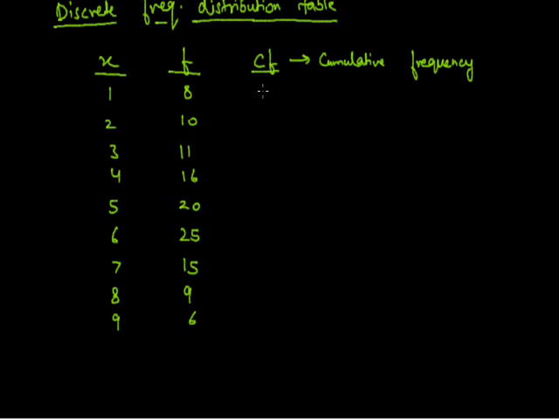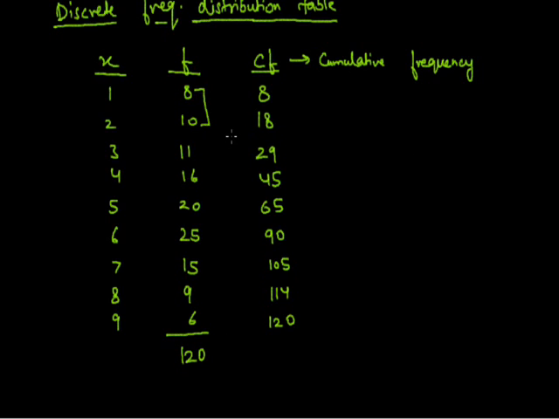In the case of median we need to find out the CF, and the way to find it is: first CF is 8, then for the next observation we need to add this 8 to the next frequency, that is 10, so it becomes 18. Next we add the next frequency, 11, to this 18, so it becomes 29. Then we add this 16 to this 29, so it becomes 45. Next we add this 20 to 45, it becomes 65. In the same way we move on, it becomes 90, then 105, then 114, and then 120. So this will be our cumulative frequency. This is the way to find out the cumulative frequency.